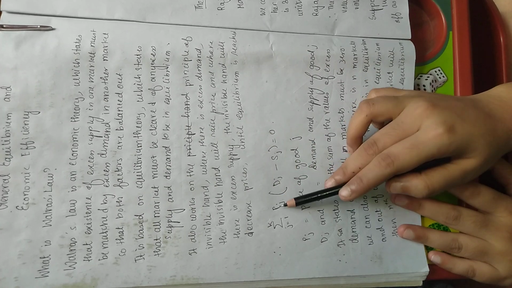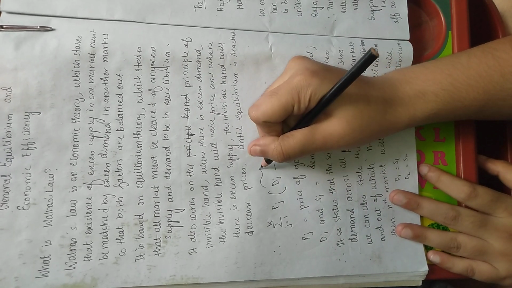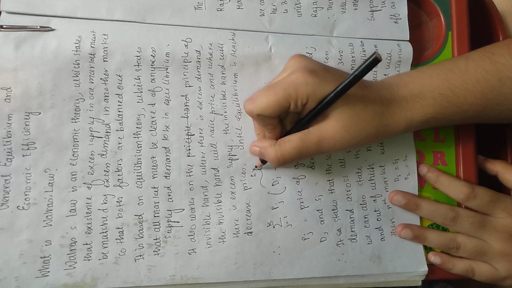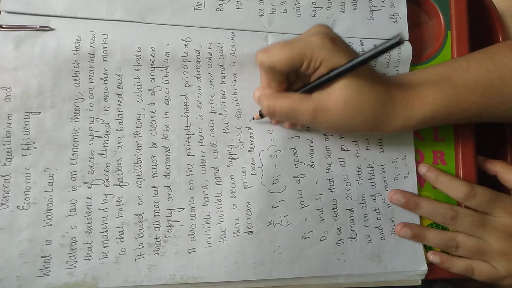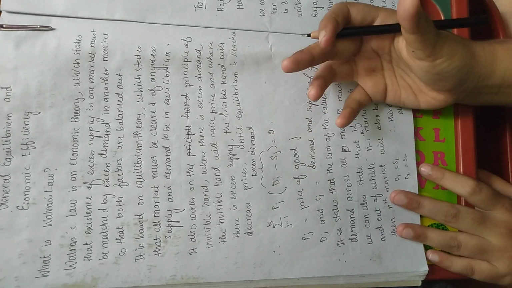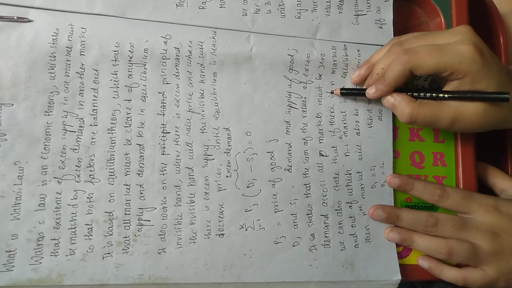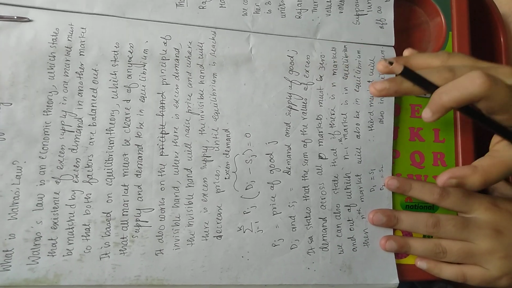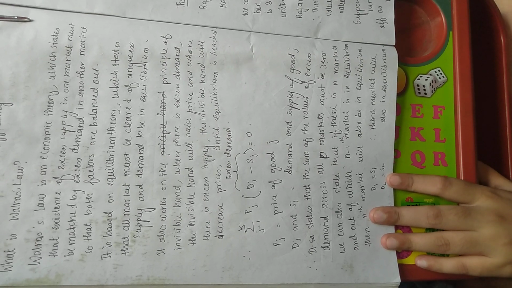It states the sum of the values of excess demand. This is actually the value: price has been multiplied by the excess demand. This part is the excess demand, and it has been multiplied with the price, so it gives the value of the excess demand. Across all markets this must be 0. That means the excess demand must be equal to the excess supply.